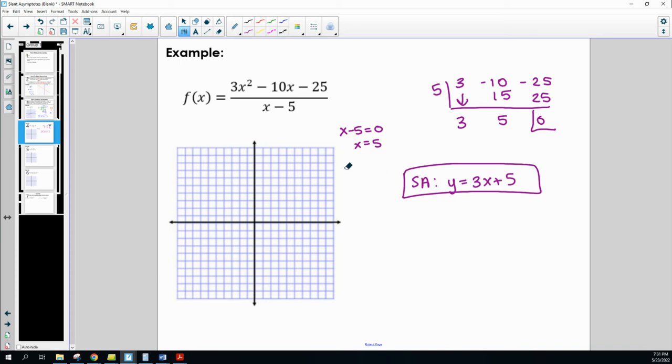And again, let's just graph this. So we have a y-intercept of 5, and then we have a slope of 3. So that means that we're going up 3, 1, 2, 3, and over 1. Same thing in the other direction, down 3, 1, 2, 3, over 1. And then I'm just going to fill this in as a dotted line that's pretend straight.